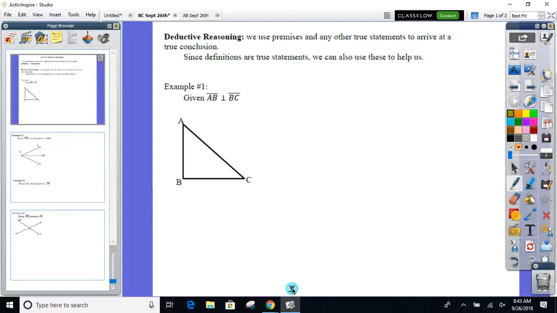All right. So look, what did I give you in here? Segment AB. Anybody remember this symbol from Unit 1? Perpendicular. Got to know the terminology. All right. Segment AB is perpendicular to segment BC. Okay.